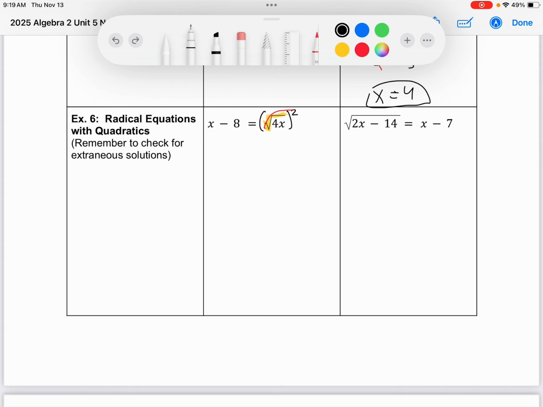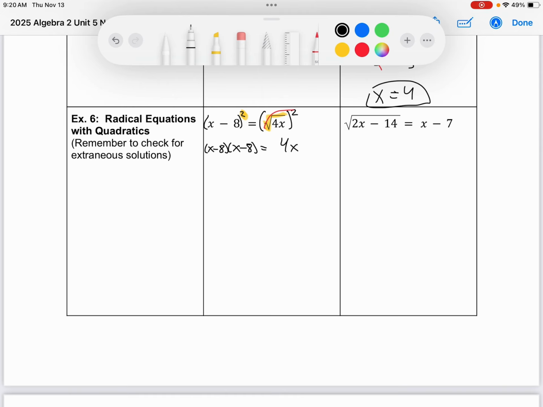Anytime we're doing something to an equation, we need to do it to both sides of the equation. So on the right side, it'll eliminate the radical, giving me just 4x. On the other side, x minus 8 squared, that is x minus 8 times x minus 8. If we square something, that means we're taking it times itself. So x minus 8 squared would be x minus 8 times x minus 8.